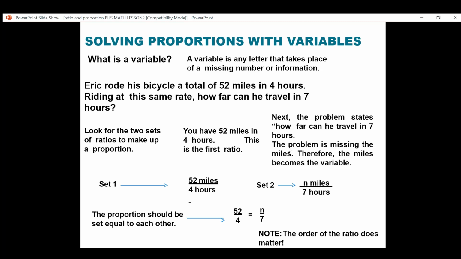So the problem is missing the miles. Therefore, the miles becomes the variable. So this is the second ratio, n miles over 7 hours. So setting up the proportion, we have 52 over 4 equals n over 7. So note that class, the order of the ratio does matter.